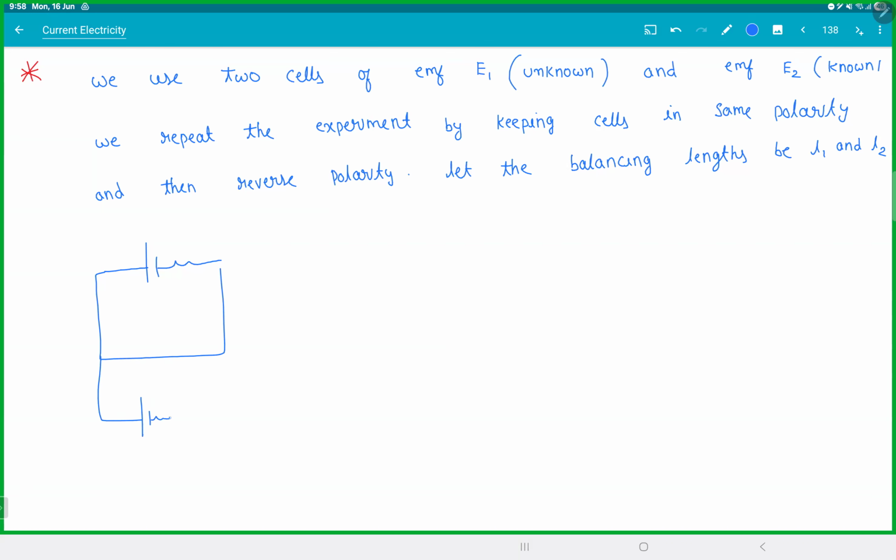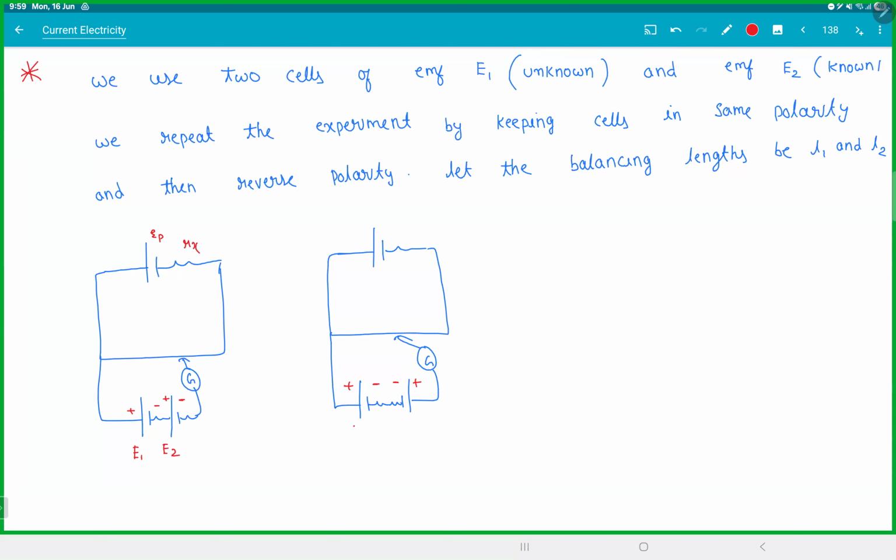So you keep both the batteries in the same polarity. So E prime Rx, this is how you keep it: plus, minus, plus, minus. This is E1, this is E2. This is plus, minus, minus, plus. So both are opposite, so the EMF will actually subtract. Let this length be L1. Let this length be L2.